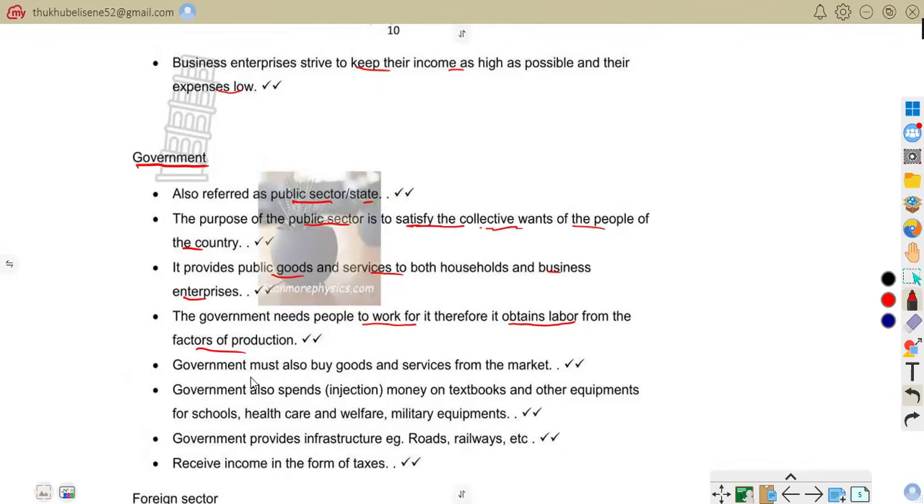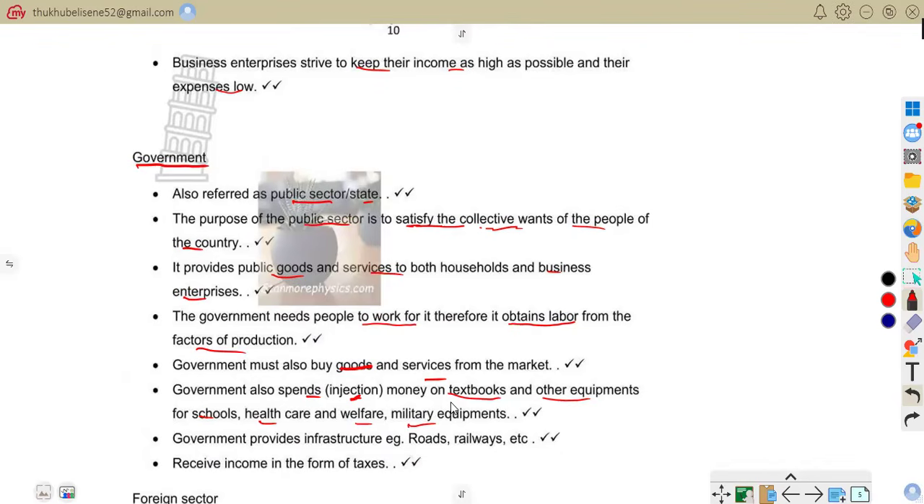Government must also buy goods and services from the market. So it purchases equipment and services from businesses, like buying computers for public schools. So you see, government also buys goods from the market. Government also spends, as an injection, money on textbooks and other equipment for schools, healthcare, welfare, military equipment. So it simply says this spending increases money flow in the economy.